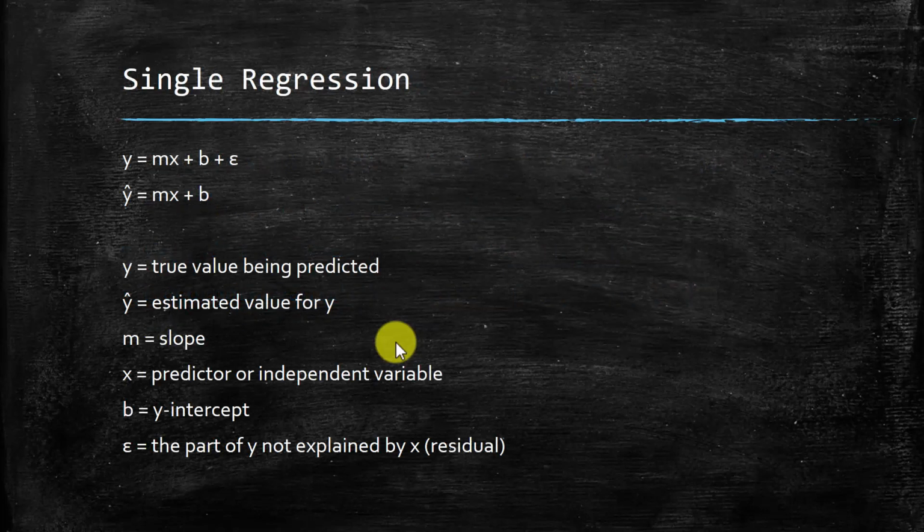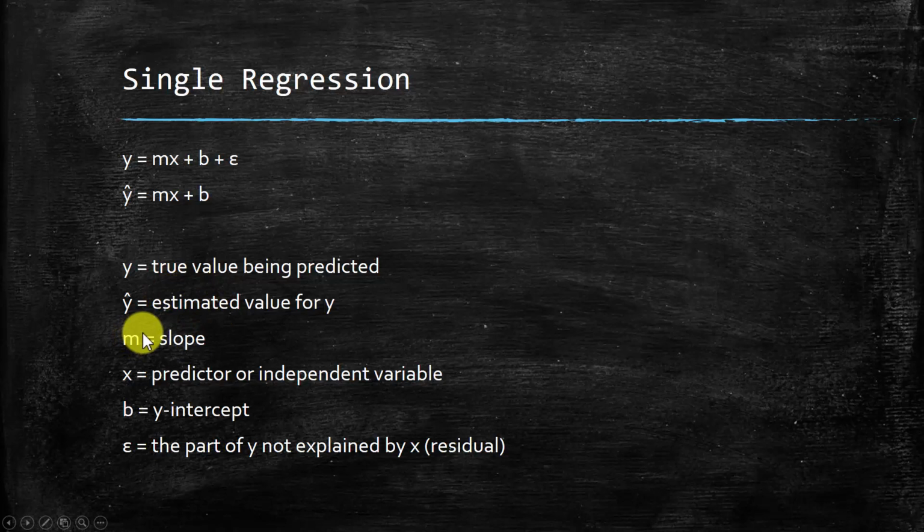Okay, so here's a layout for a single regression equation. This is where you're trying to predict one thing with another thing. So there's one dependent variable, one y, and one independent variable, or one x. This is a linear equation in your standard y equals mx plus b form, so slope-intercept form. In this equation, y represents the true value being predicted, so the actual value of y. Y hat, with this little symbol on top, is the predicted value of y, so that's what the model or line predicts y to be.